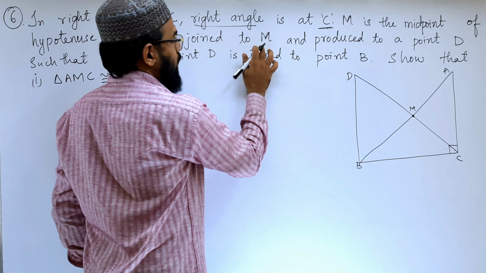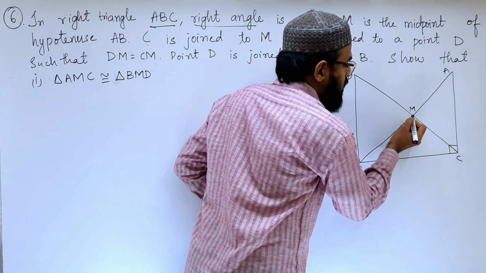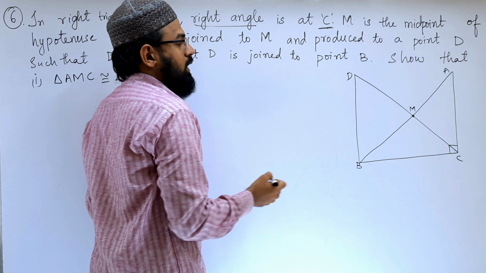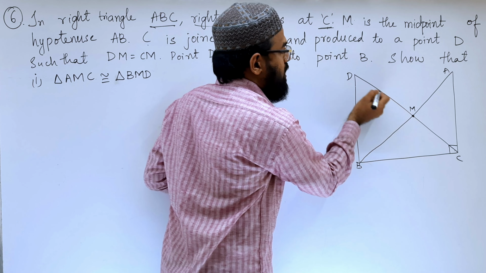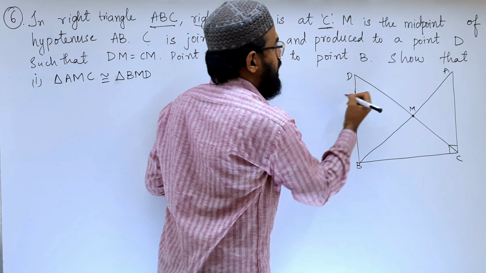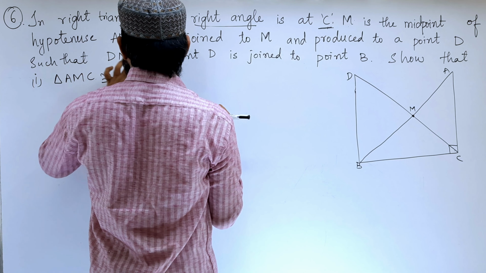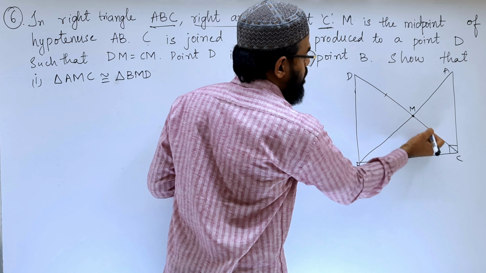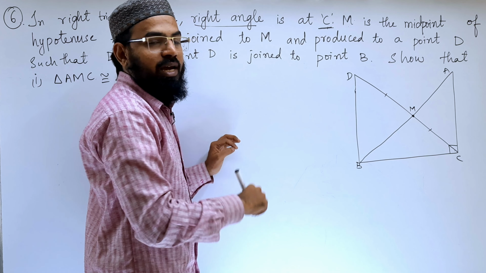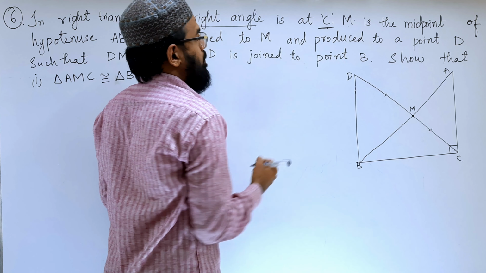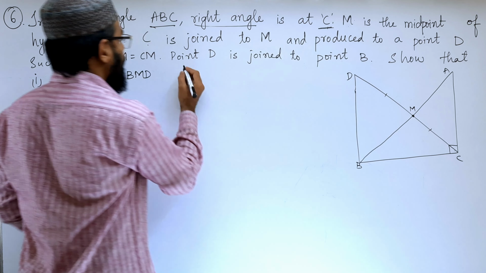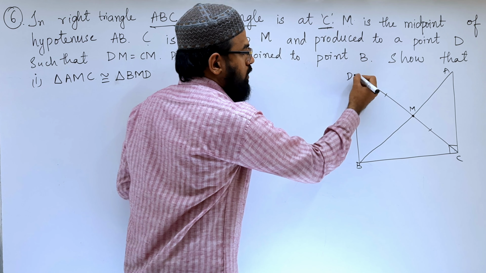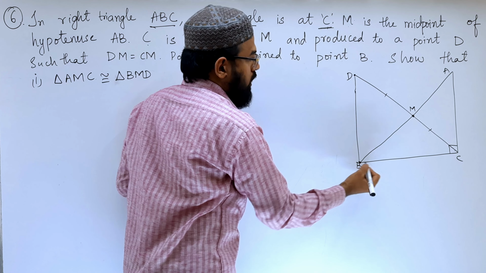C is joined to M. Next, they have joined C to this point M and produced it to a point D, such that DM is equal to CM. That is, this part and this part, CM is equal to DM. Point D is joined to point B. Then from D, they have joined to point B.